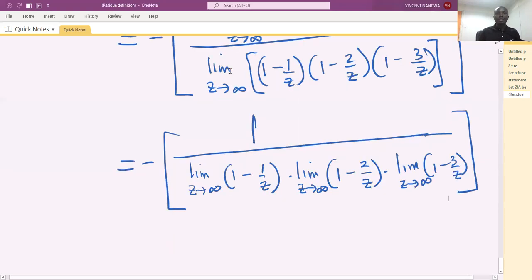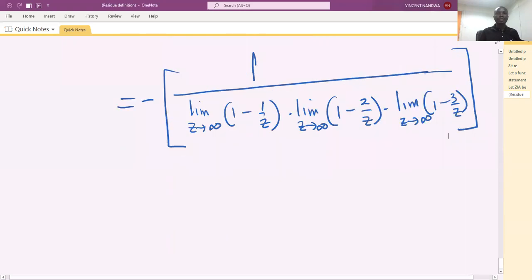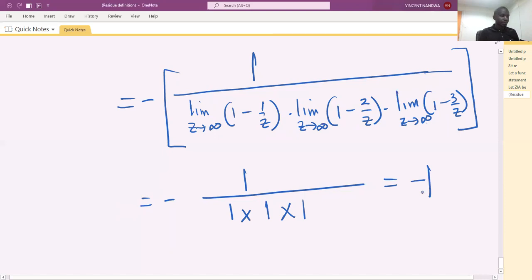And just as we have seen in the previous case, limit of 1 is 1, and limit of 1 over z as z approaches infinity is 0. So this is the same as negative 1 over. So this part, I get 1 times this part, 2 over z as z approaches infinity is also 0. So 1 minus 0 is 1. This will be 1. Limit as z approaches infinity of 3 over z is 0, then 1 minus 0 is 1. So this will give us negative 1.